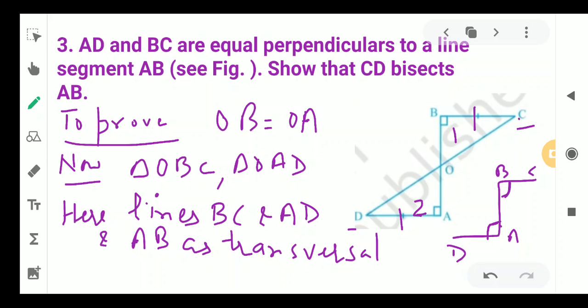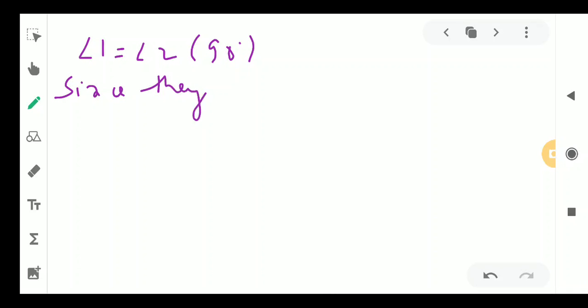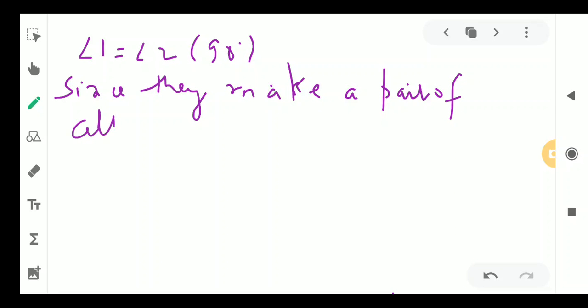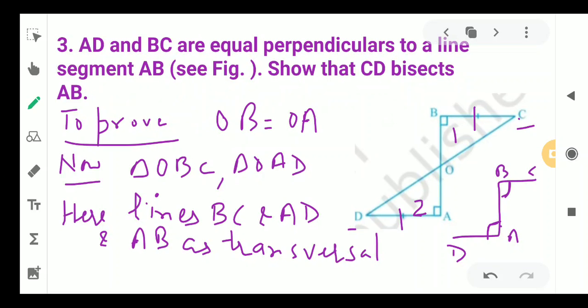So we can say here, by using this, angle 1 equals angle 2, 90 degrees, since they make a pair of alternate angles. This implies BC is parallel to AD.